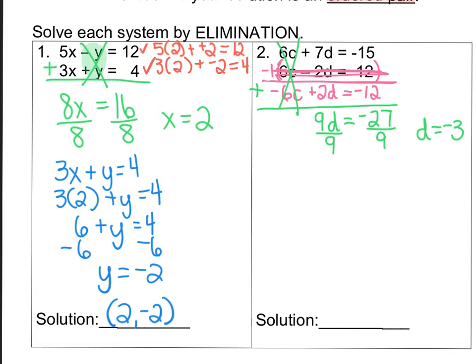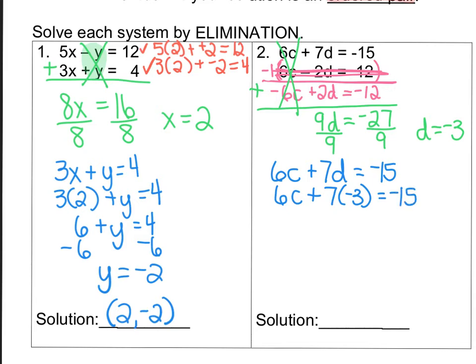Now, I can choose either equation I want to plug that -3 back into. I'm going to choose my first equation. I didn't change that one at all. So I'm going to choose 6c plus 7d equals -15. So I'm trying to solve for c. So I am going to substitute -3 in for d and see what I get.